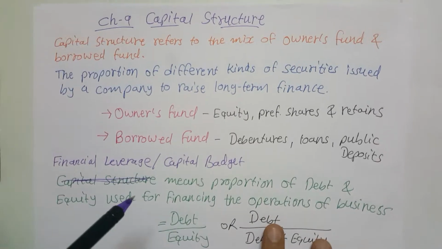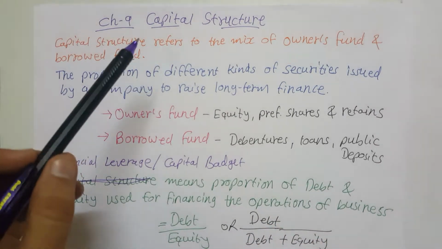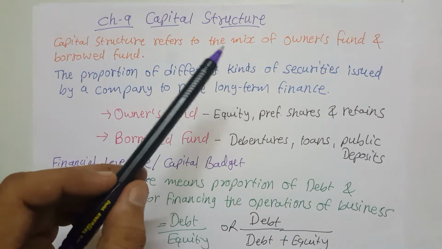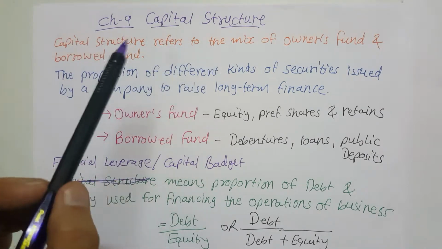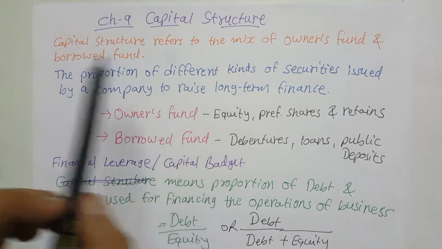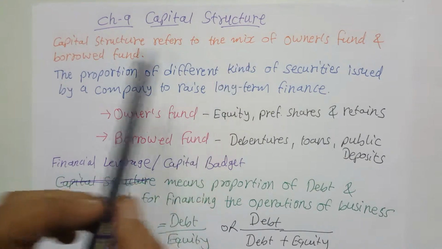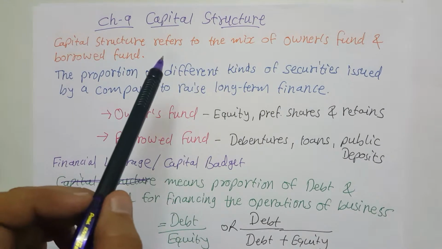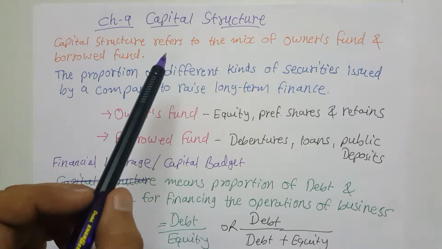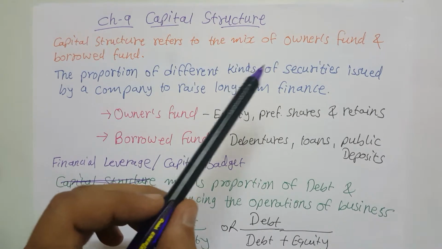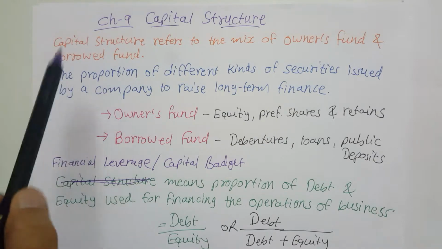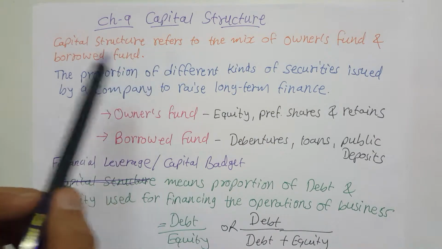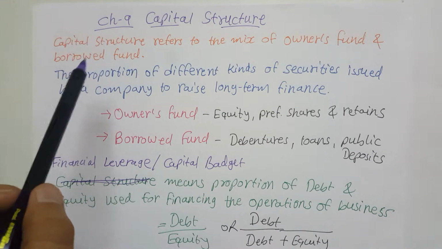Hello friends, today we are going to start a new topic of chapter 9, that is capital structure. What is the meaning of capital structure? Capital structure refers to the mix of owners' fund and borrowed fund. So we are using both of the funds for the different activities in the business. How much we are using owners' fund and how much we are using borrowed fund is defined in capital structure.